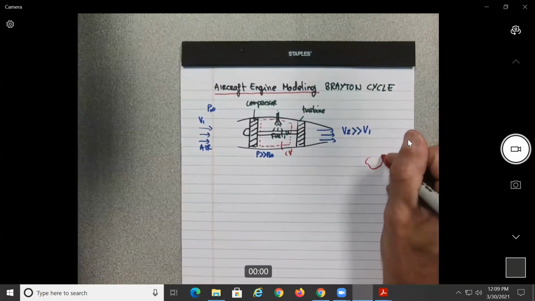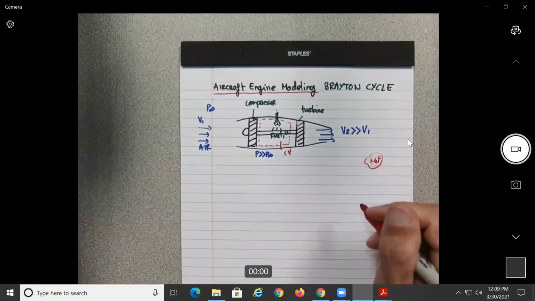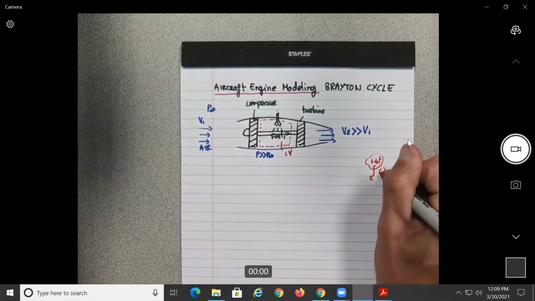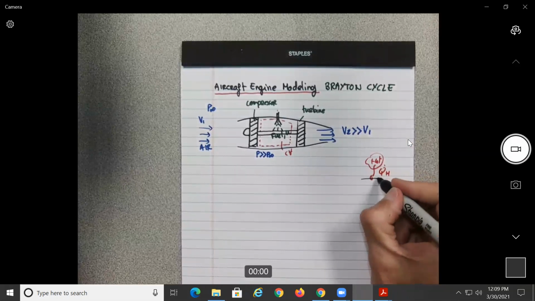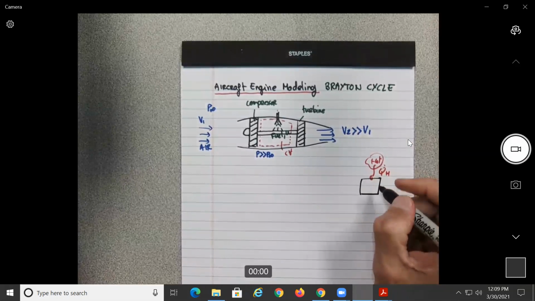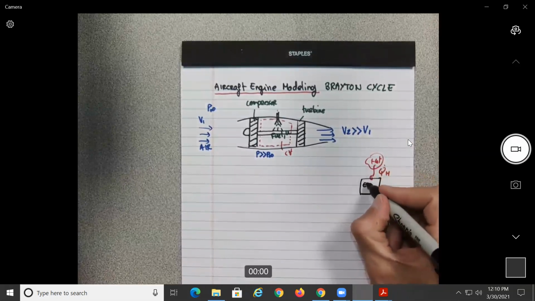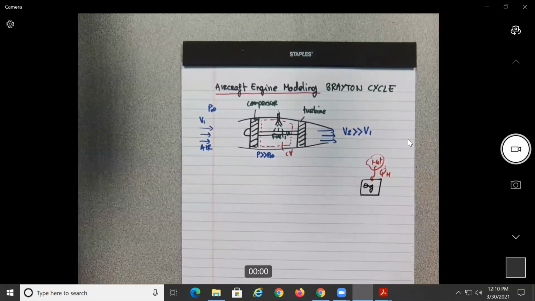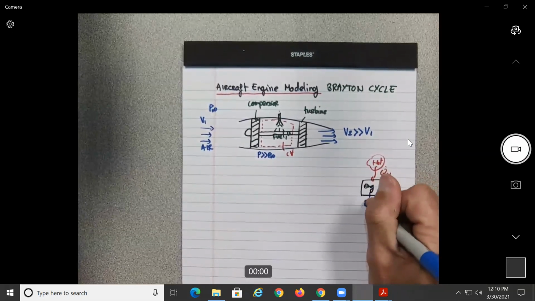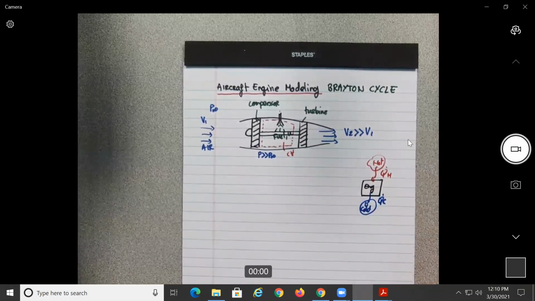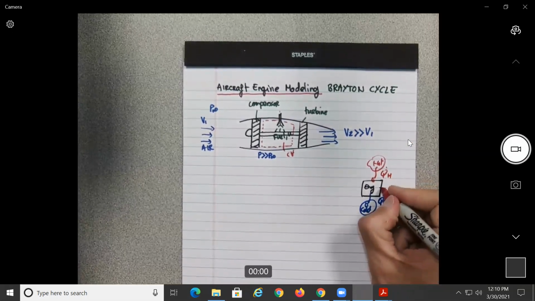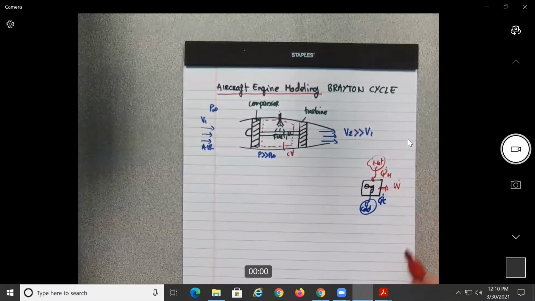It should be hot, fuel hot. This should be your engine that operates between a hot and a cold temperature reservoir. And this is supposed to generate power, okay?